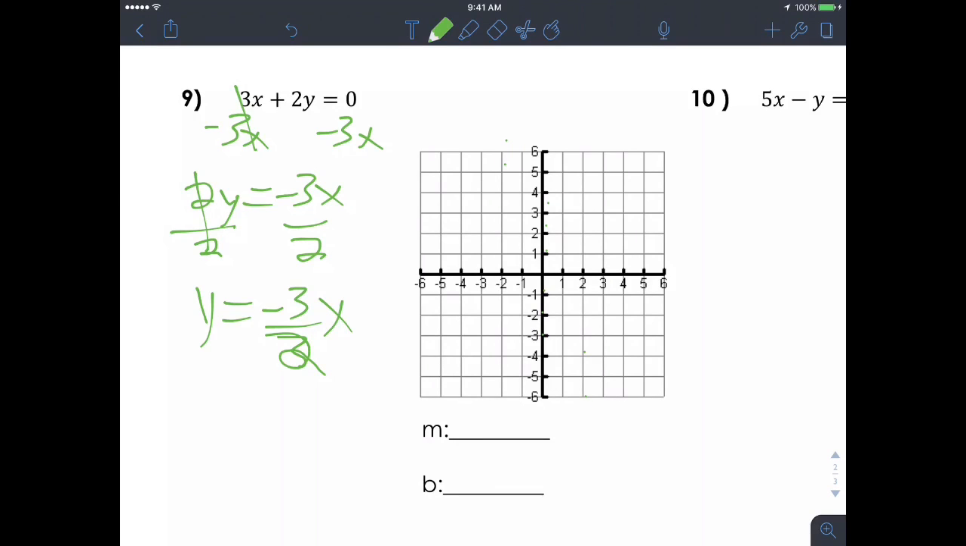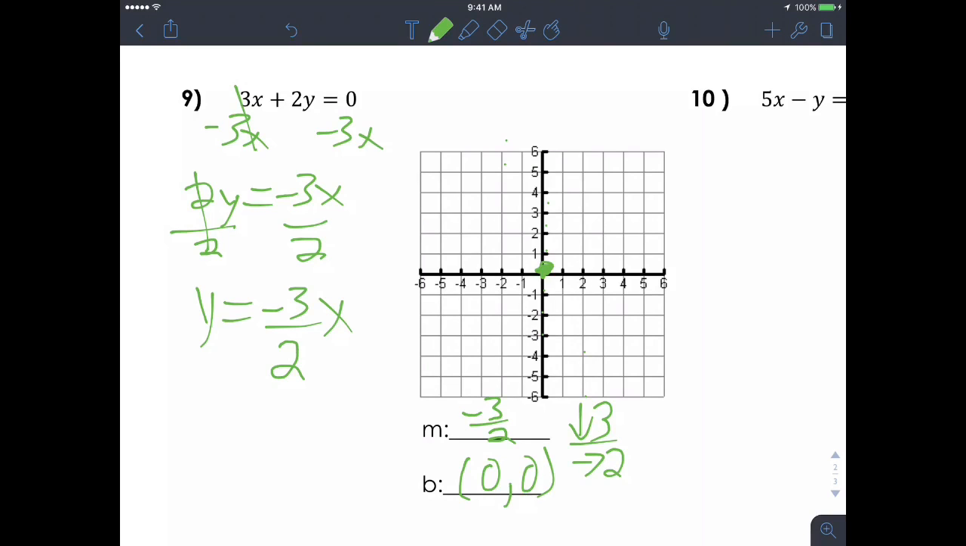Okay? So what we're going to do now is identify the slope and the y-intercept. The slope is negative 3 over 2, because that's what's in front of x. And the y-intercept is (0, 0). We are going to be starting at the origin because there is that missing part, which is the b. Since it's missing, that means it's 0. Okay, so now I'm going to use the slope. This slope tells me to go down 3 to the right 2.